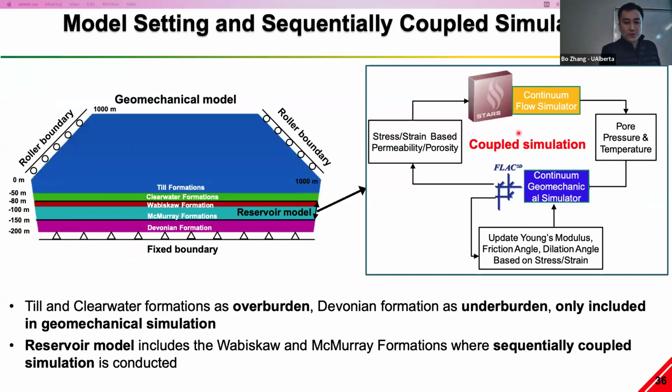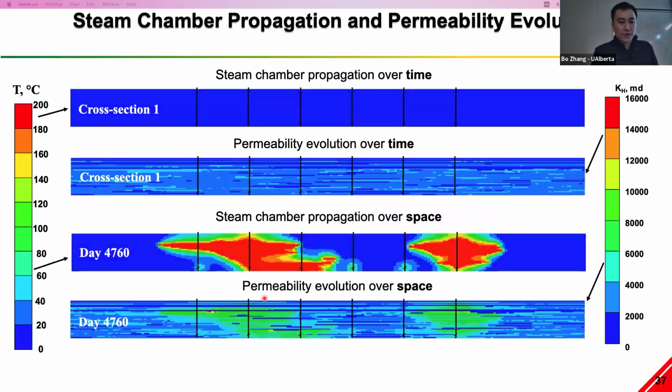It is possible for us to consider the pore pressure changes that lead to deformations and failures in the reservoir, which also cause stress and strain-based permeability and porosity changes that feed back to CMG. So we can generate a reservoir model that includes both the Wabiskaw member and the McMurray formation, where we can do the sequentially coupled simulation. The Clearwater, which has the caprock or overburden, will only be used for geomechanical simulation. That is the same case for the underburden, which is a Devonian formation.